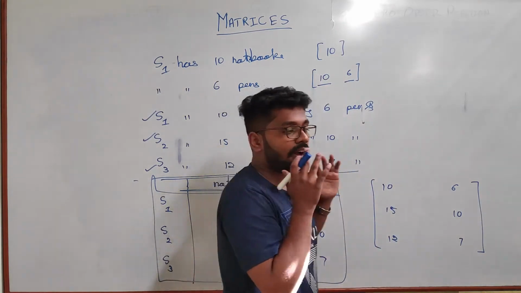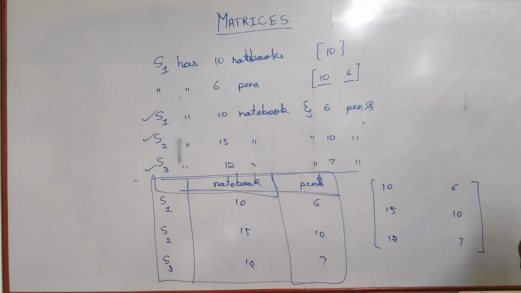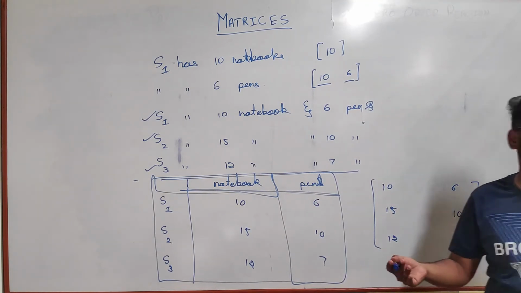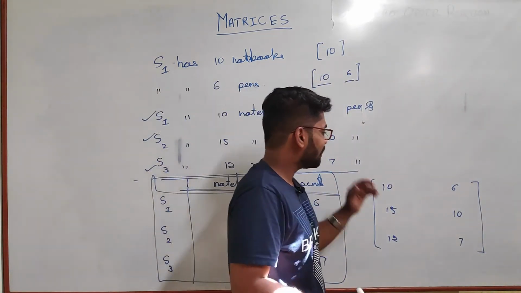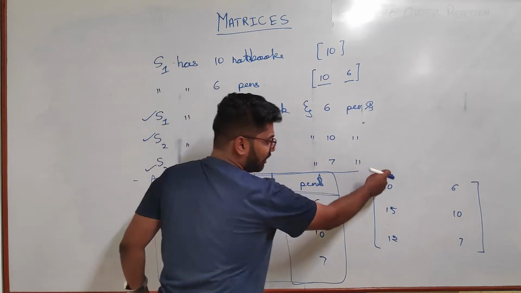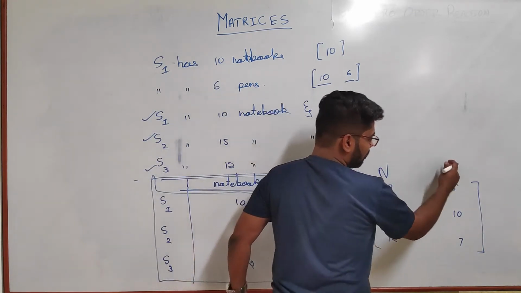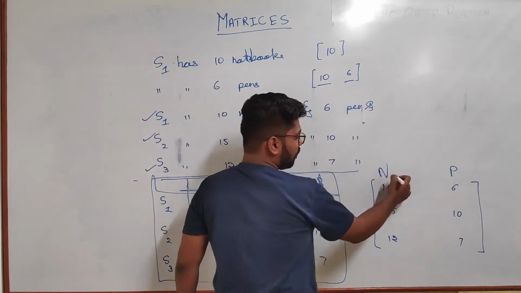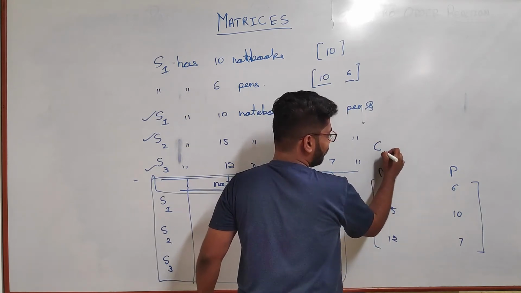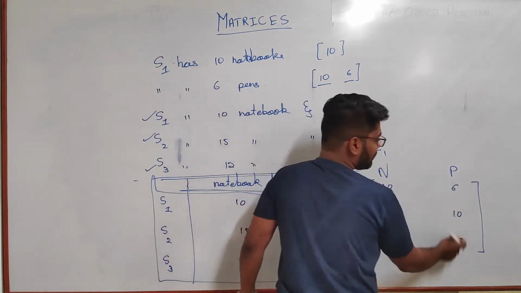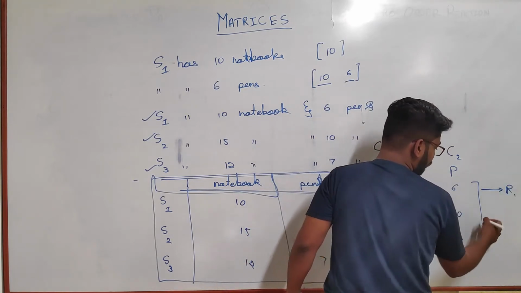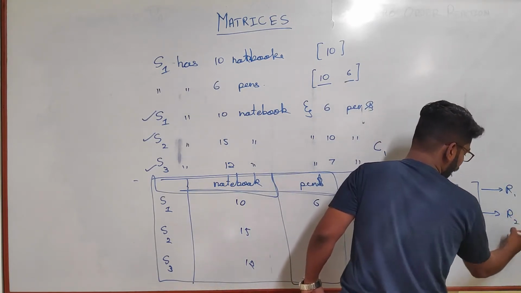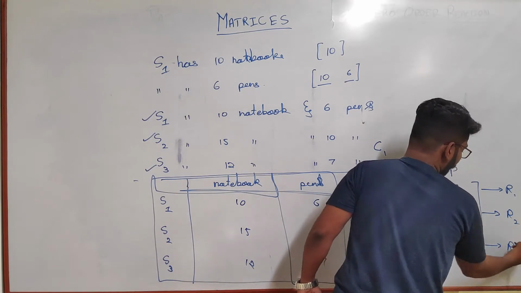So an orderly arrangement of numbers in a proper order is nothing but known as a matrix. Now tell me, what is this column? This column is for notebooks, this column is for pens. This is C1, the first column, and this is column 2. What is this known as? Row. This is row 1, this is row 2, this is row 3.